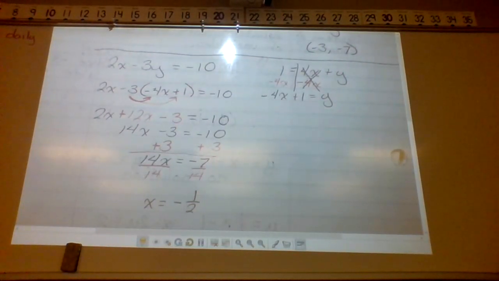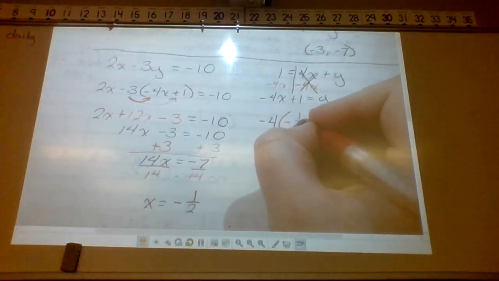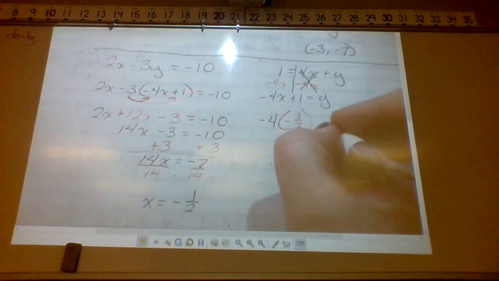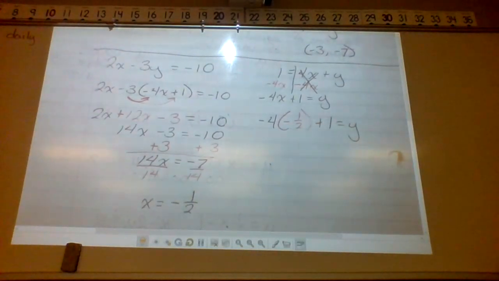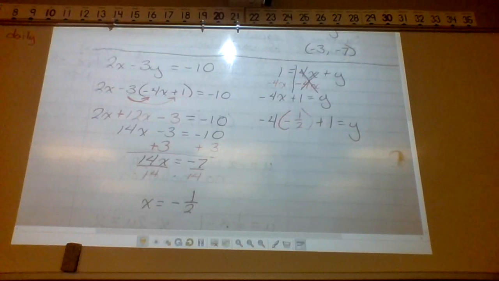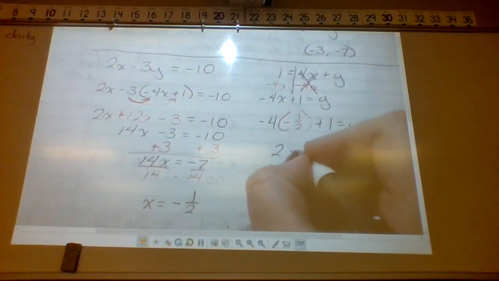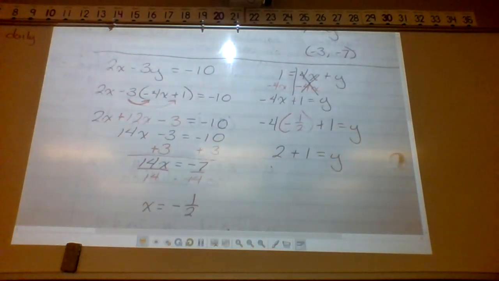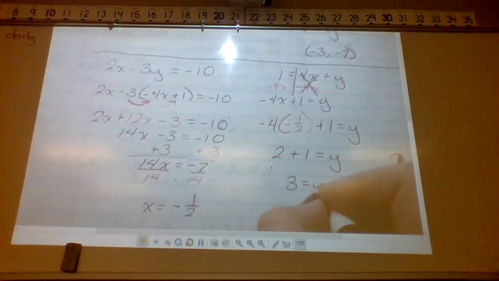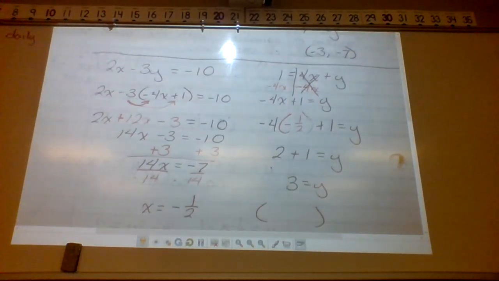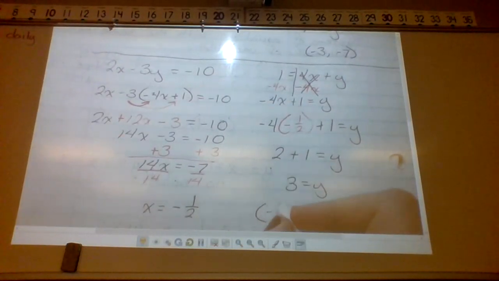Why do we care about x equals negative 1 half? Because we have to use it on the other side. So negative 4, what does x change into? Negative 1 half. What's a negative times a negative? Positive. What is half of 4? 2. What's 2 plus 1? 3. What is our solution? Negative 1 half, and then 3.